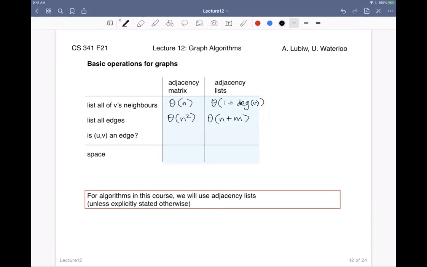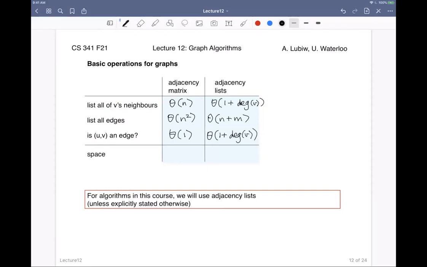Now, the one exception is this test. If we're given two vertices u and v, and we want to know, is that an edge? With the adjacency matrix, I just look at that place in the matrix and see if it's a 1 or a 0. On the other hand, if I have adjacency lists, I can't do anything better than check the whole list for u or for v. I could check whichever one is shorter, but still, it's going to take me time, like 1 plus the degree of one of these vertices.